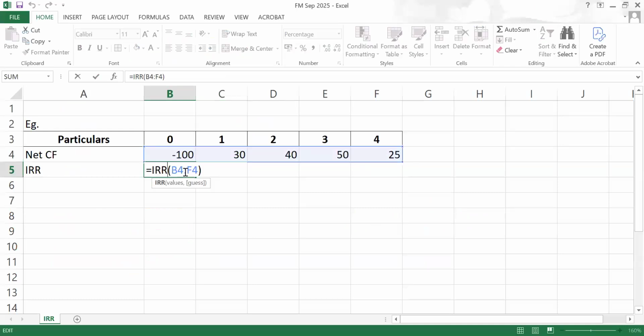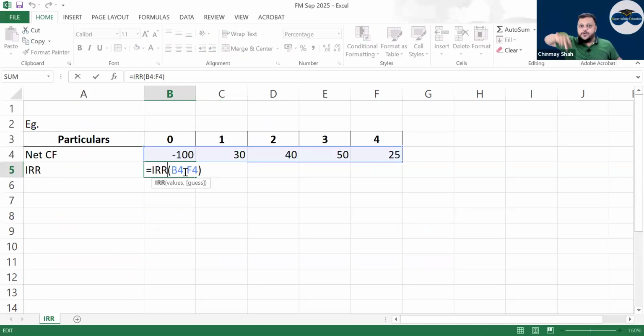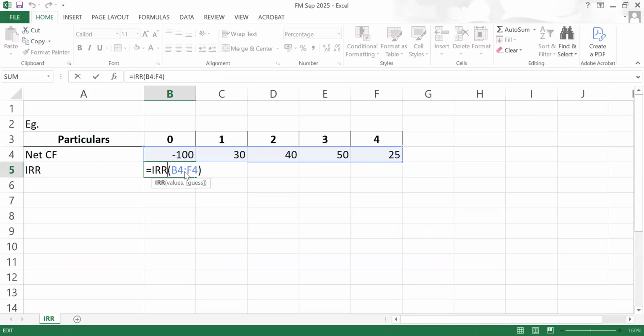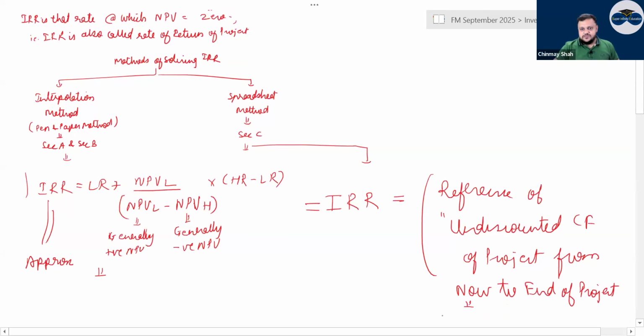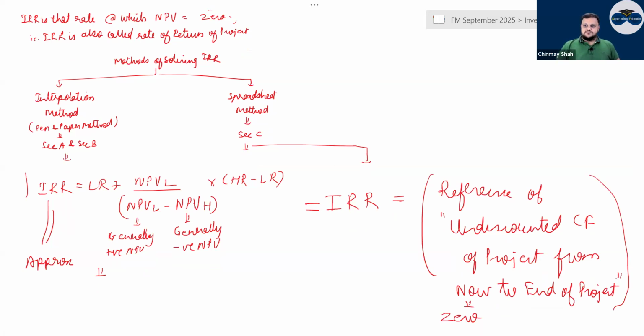Look at the formula. 0 to the end of the project or 1 to the end of the project? 0 to the end. That is, now to the end of the project. Year 0, we could say, to the end of the project, wherever the project is ending. You need to have this much clarity in IRR. If you are so clear, then you can do it.